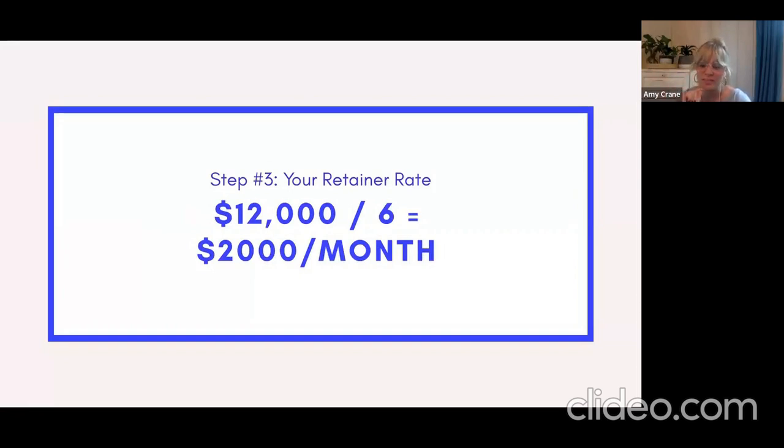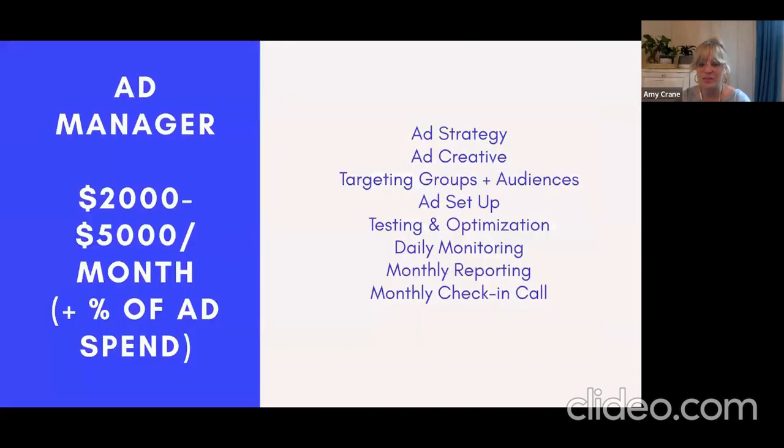So if I worked with 6 clients, that'd be $2,000 a month. That's my retainer rate that I should be charging every single month. So maybe my starter offer starts at $1,000 and my retainer rate is $2,000 a month, right? And again, this is just a guide. Most ads managers are going to be charging between $2,000 and $5,000 a month based off of their level of expertise and the experience that they have.